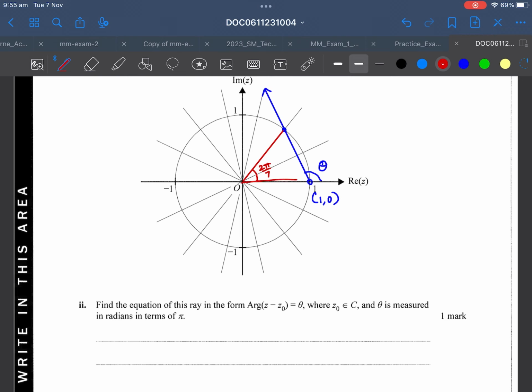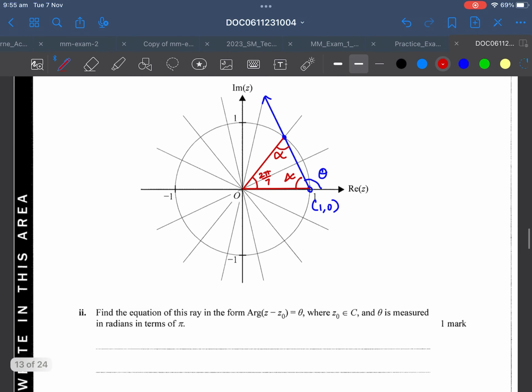Oh, hold on, wait. Okay, I think this is an isosceles triangle, so that means this side and this side are both equal, meaning that this angle alpha and this angle alpha will be equal. So by using that, we can calculate it now. So 2 alpha plus 2 pi on 7 equals pi.